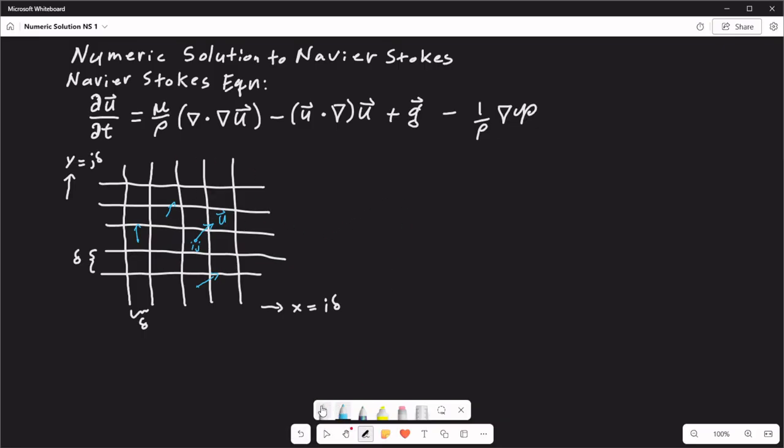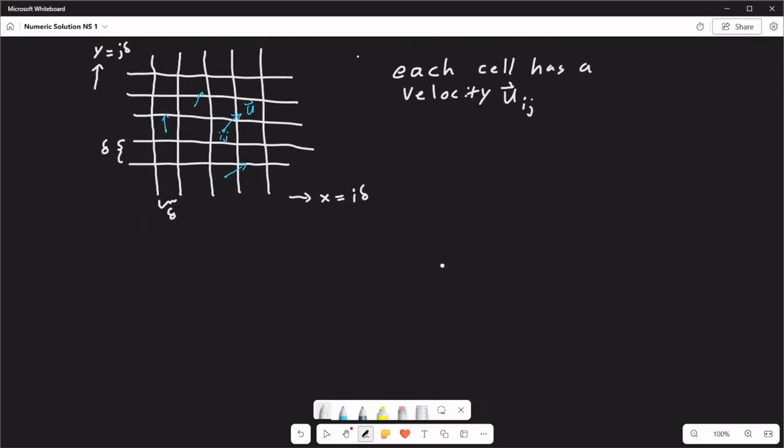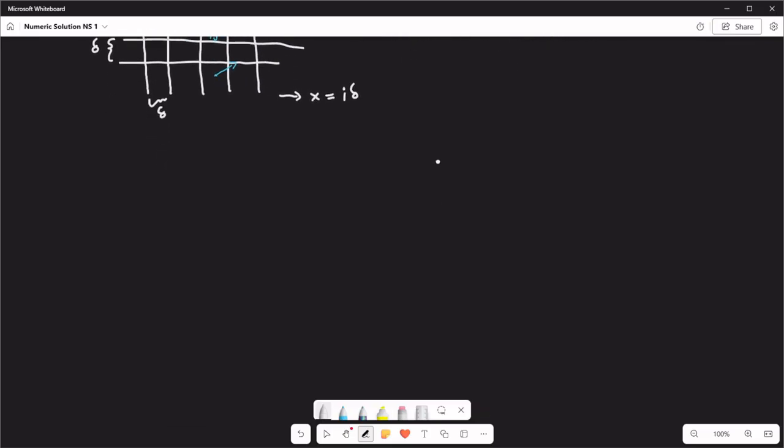So just to write this down, each cell has a velocity, which is u vector, and then whatever the index of the cell, ij. So the concept here is basically to solve the Navier Stokes equation by computing how this field evolves through different steps in time.